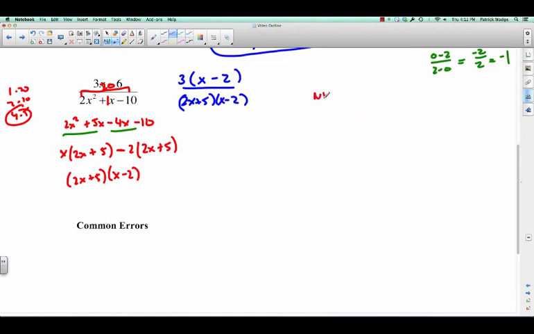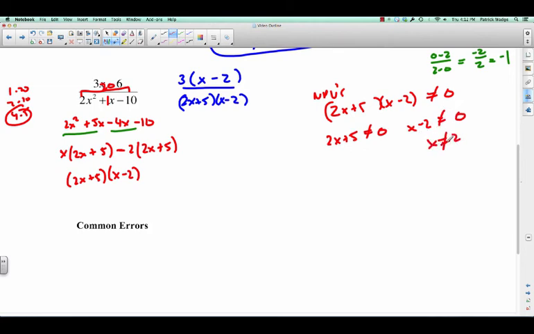So for the non-permissible values, we take this denominator, 2x plus 5 and x minus 2, and it's not allowed to equal 0. So either 2x plus 5 equals 0 and it's not allowed, or x minus 2 equals 0 and it's not allowed. This one's very easy to solve. Add 2 to both sides, you get x does not equal 2, not allowed to equal 2.